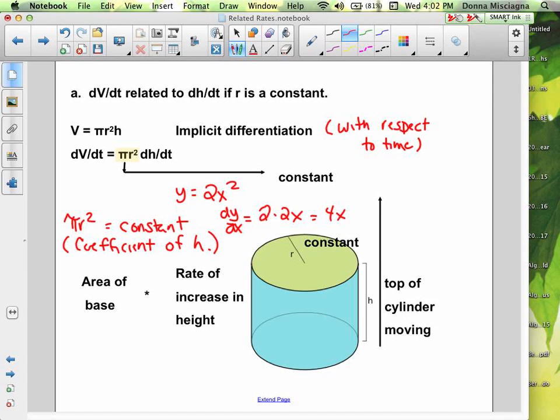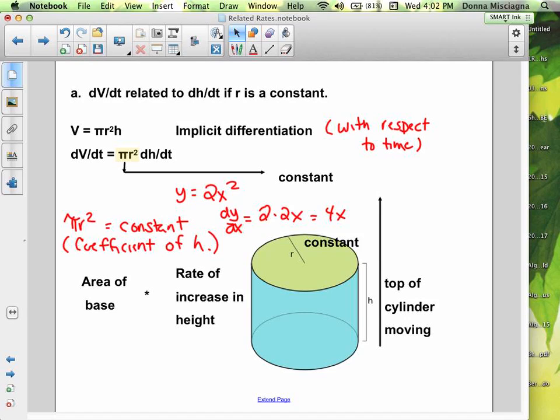We're going to do basically the same thing, because pi is a constant, right? Pi is just a number. And if my radius isn't changing, it's no longer a variable. It becomes a constant too, and it's just a coefficient of h. So volume is the area of our base times the rate of increase in our height.